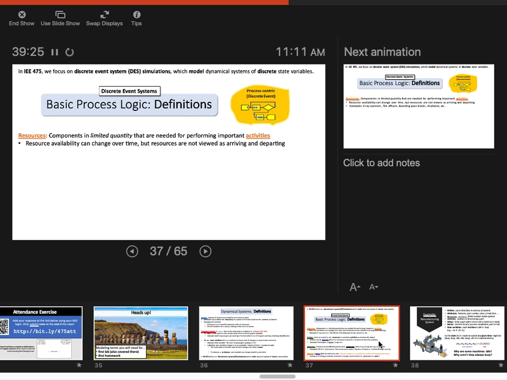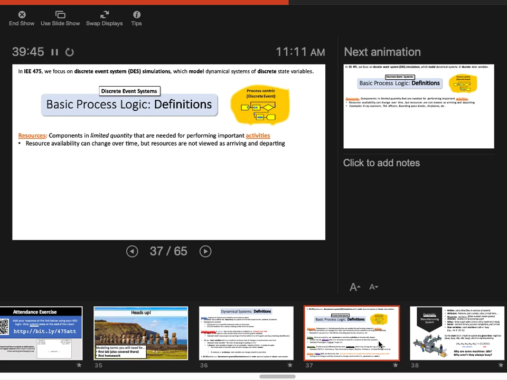All right, so then we also have resources. This term's come up. These are components in limited quantity that are needed for performing these activities that we're interested in. An activity might be teaching the class. An activity might be checking an ID. An activity might be scanning a bag.